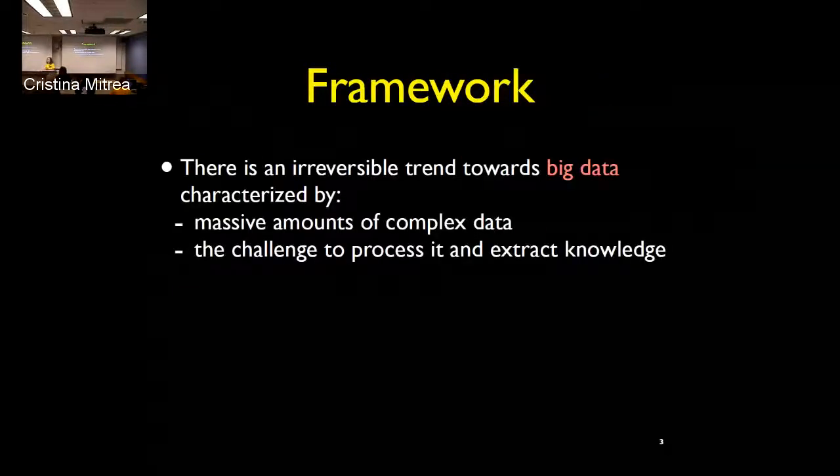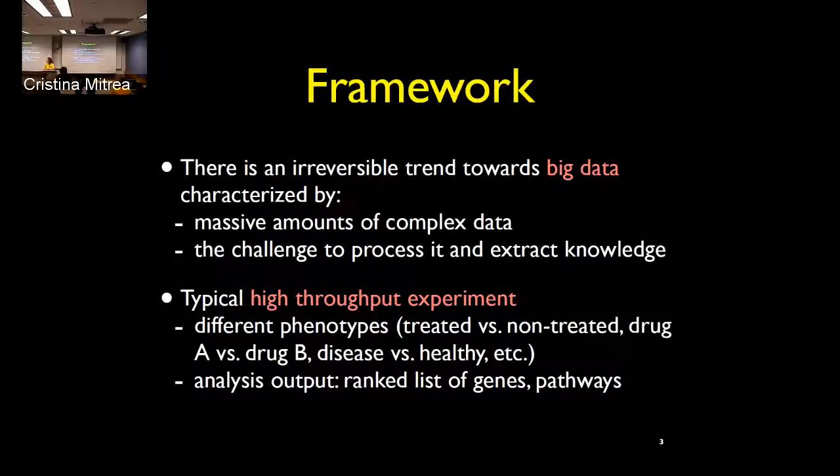So the framework is that we have a lot of data coming in. High throughput technologies are being developed, and more high dimensional data is being collected, so we have a lot of complex data available. There is a challenge because technology is not keeping up to extract the knowledge from that data. A typical high throughput experiment contains two different phenotypes, control and condition, disease and healthy, and it extracts either a set of genes or a set of pathways from there.